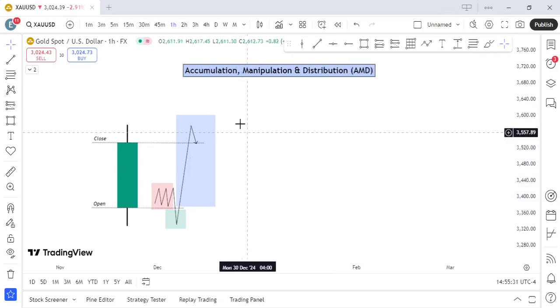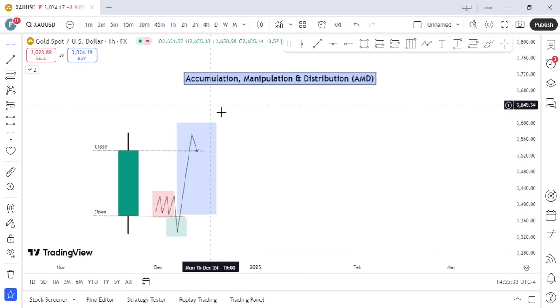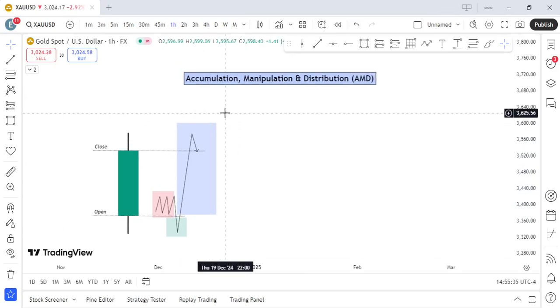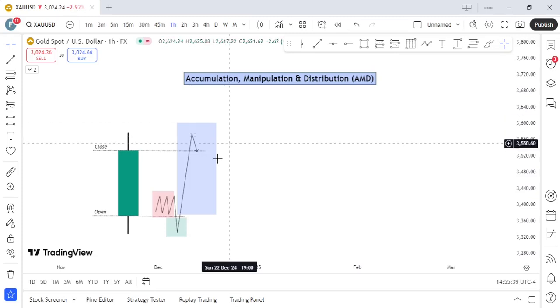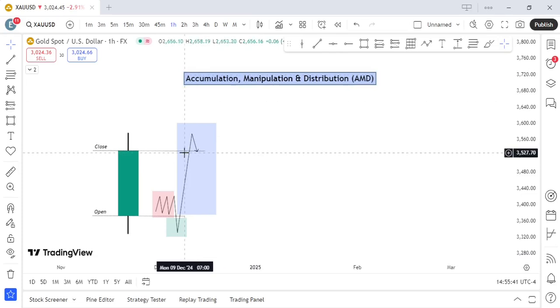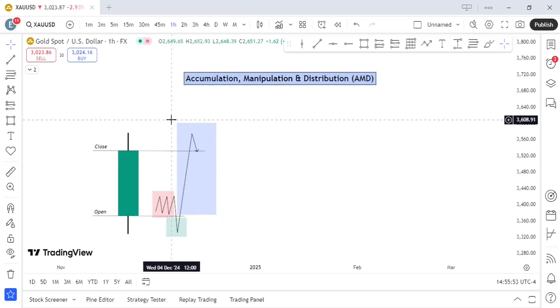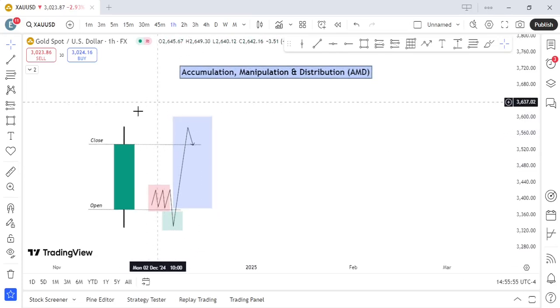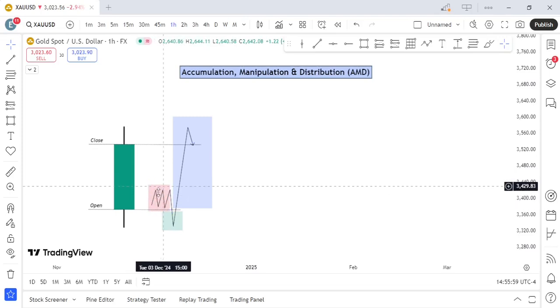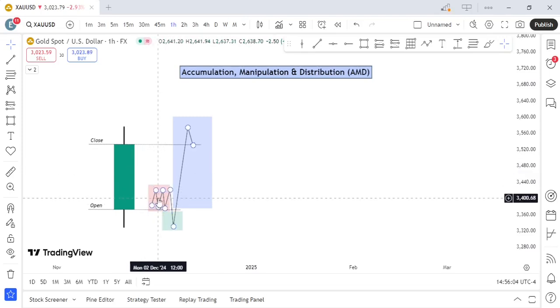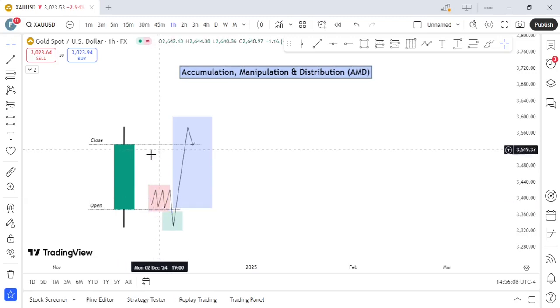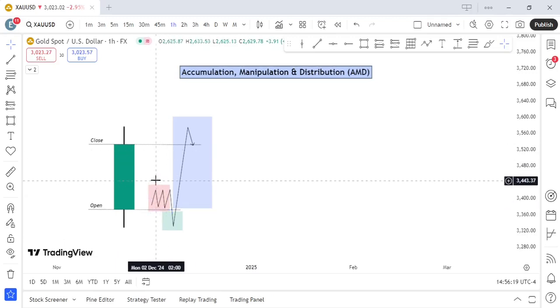So as we all know, from the smart money perspective, price is being manipulated by the institutions, by the banks, right? So obviously price doesn't just go in one single direction. What banks and institutions do is that they manipulate the retail traders. So price just keeps staying on one position, going up and down, up and down. And this is the first phase of AMD, right?